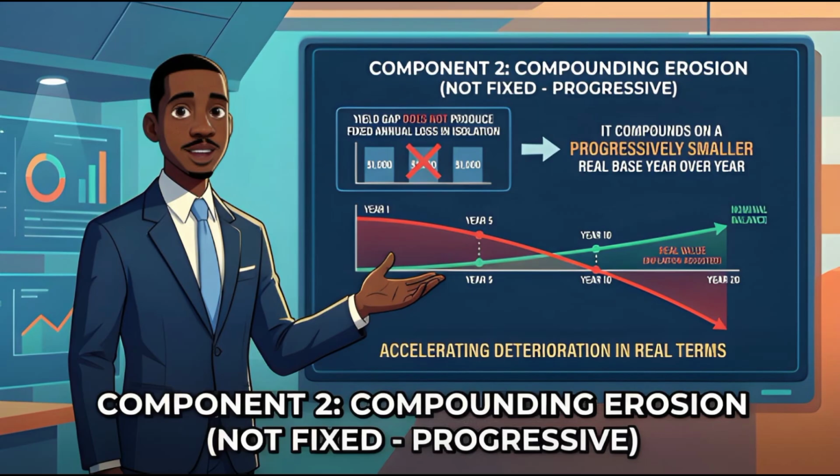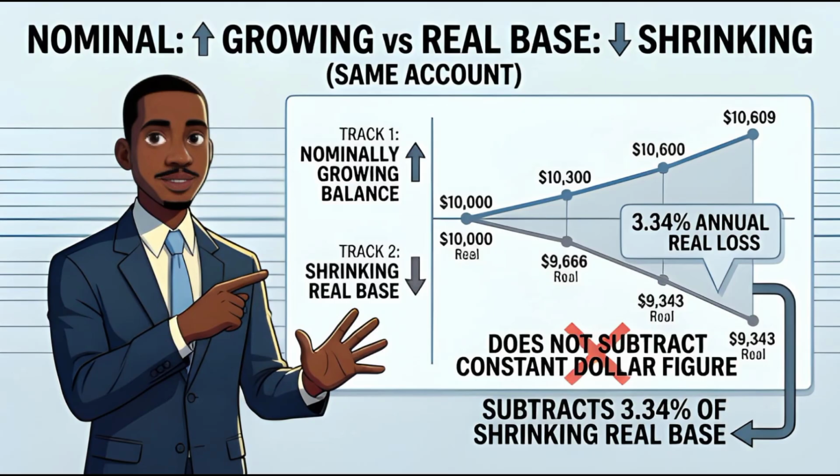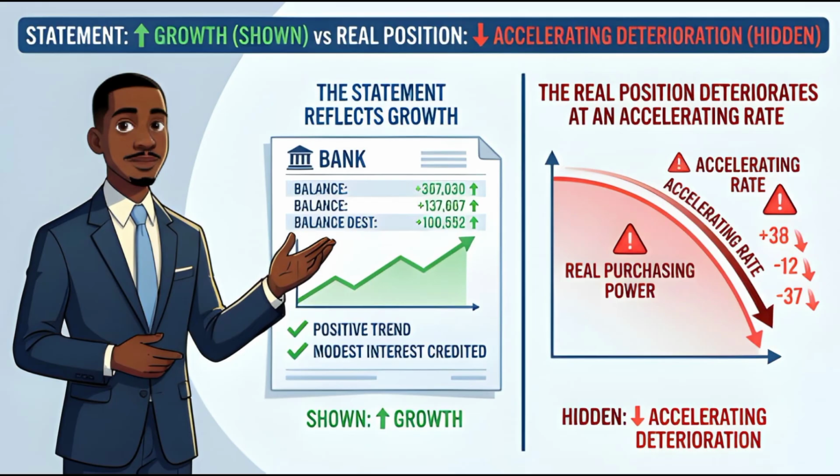The second component is compounding erosion. The yield gap does not produce a fixed annual loss in isolation. It compounds on a progressively smaller real base year over year. The same compounding mechanics that amplify investment gains operate in reverse on real losses. A 3.34% annual real loss does not subtract a constant dollar figure from the account's purchasing power each year. It subtracts 3.34% of a shrinking real base on a nominally growing balance. The statement reflects growth. The real position deteriorates at an accelerating rate.